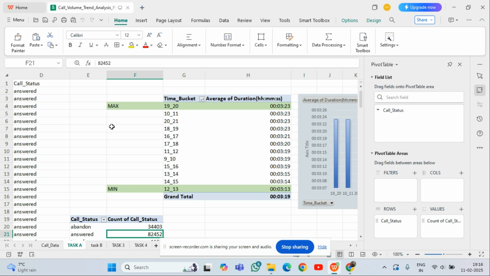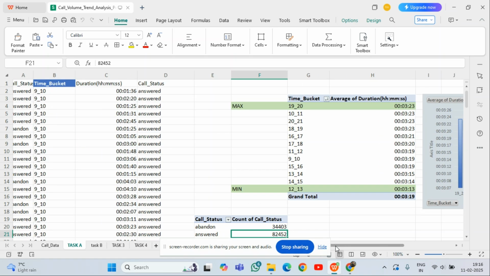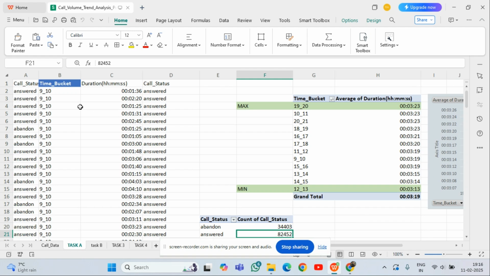Task one is to find the average duration of each and every time bucket. I will show you how we're going to do this. Just copy these three columns called status, time bucket, and duration.